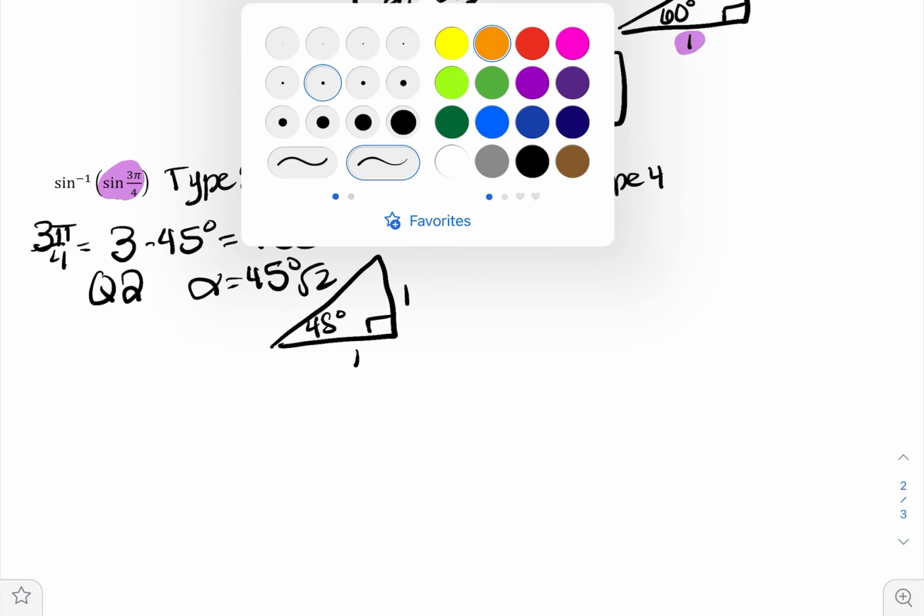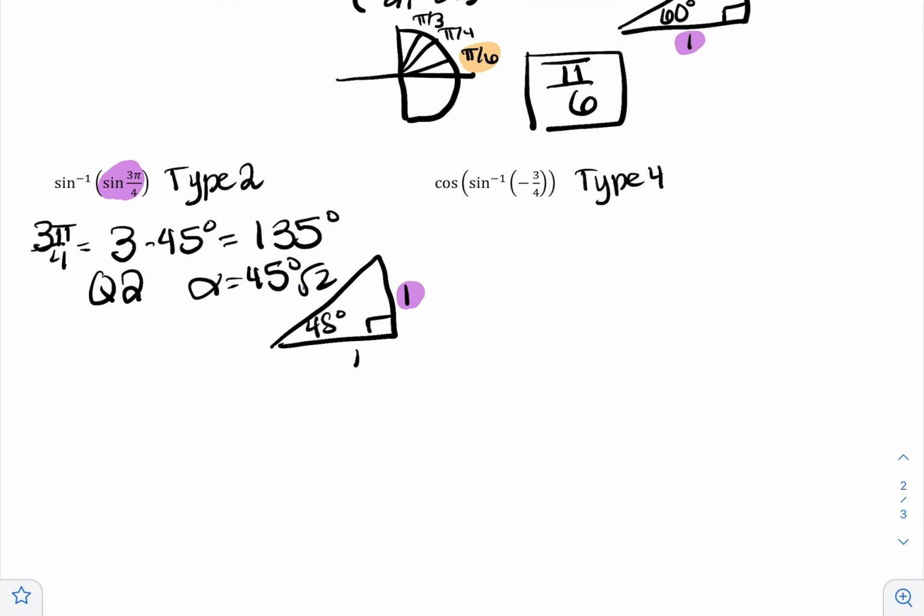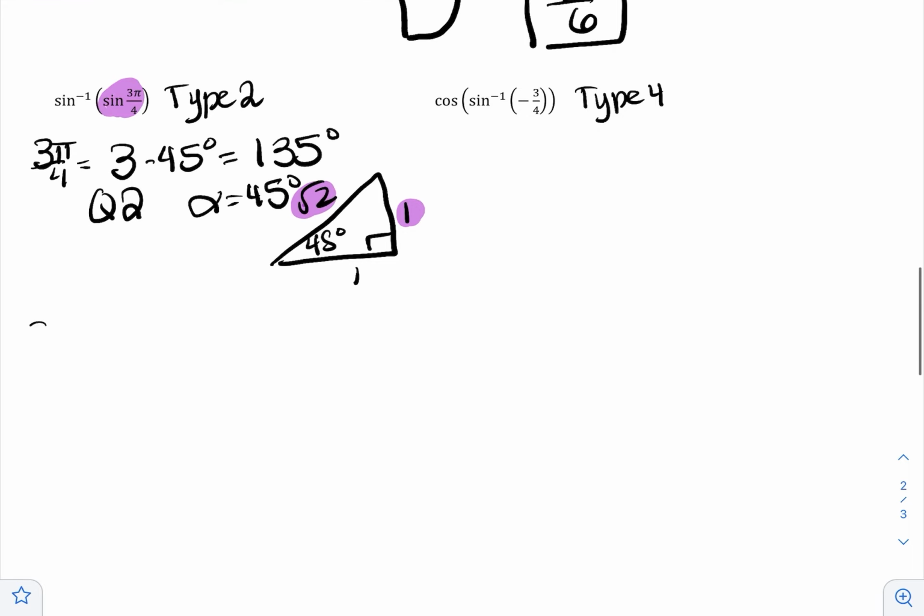Sine is opposite over hypotenuse. So I get sine inverse. And since it is in quadrant 2, sine is positive in quadrant 2, so I have 1 over the square root of 2, or rationalize, radical 2 over 2.